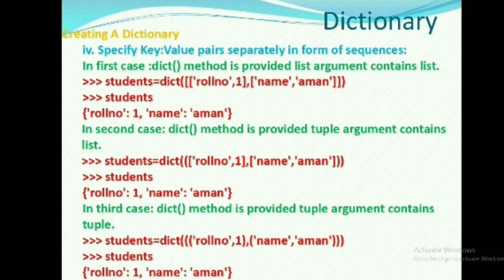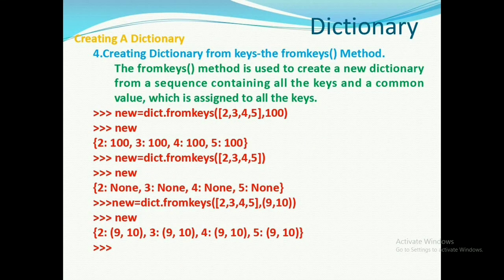And in the third case, the dict method is provided a tuple argument and contains tuples. You can see student is equal to dict, and in the dict method there are round brackets. Round brackets indicate they are tuples. Dictionary keys are unique and values may or may not be equal.